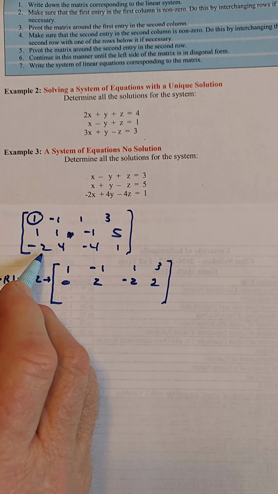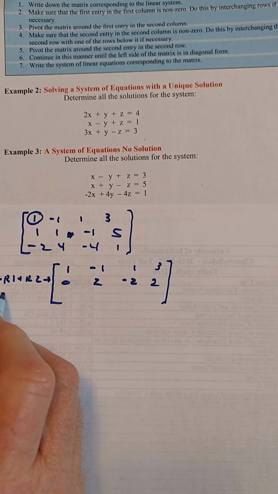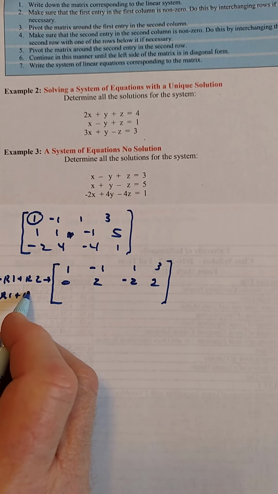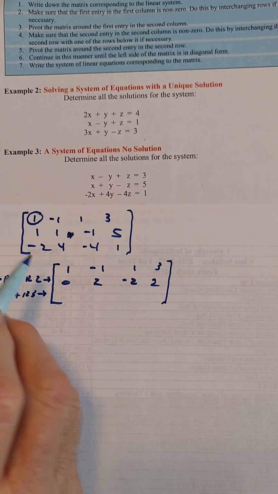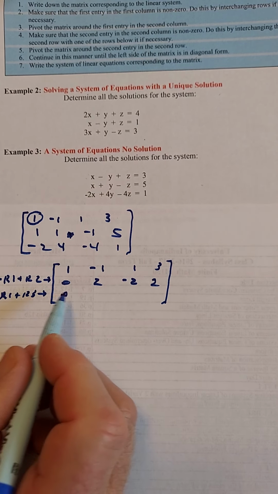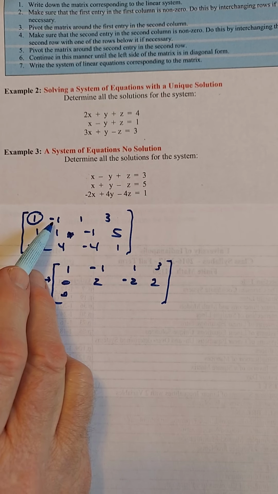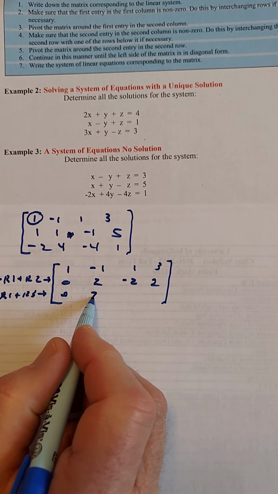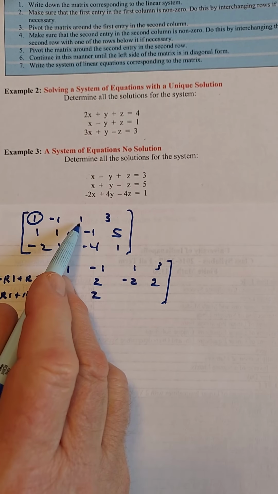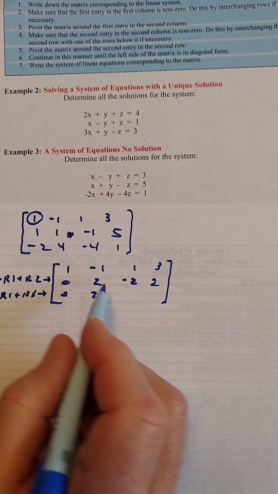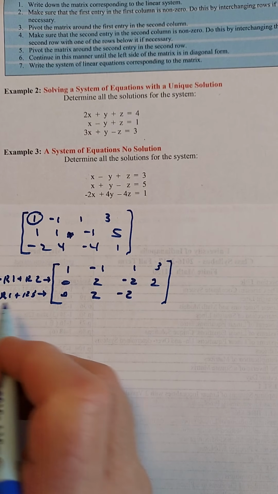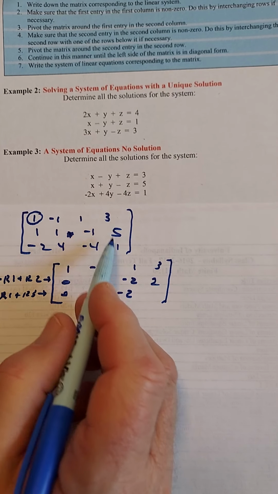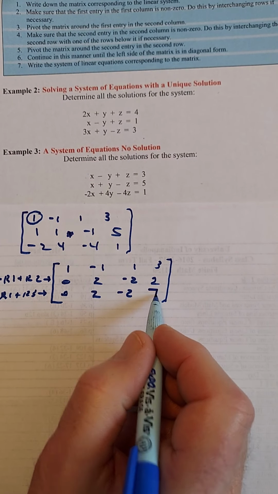Going to the bottom to get a 0, I'm going to take 2 times row 1, add it to row 3. So 2 and negative 2 is 0. 2 times negative 1 is negative 2. Negative 2 and 4 is 2. 2 times 1 is 2. 2 and negative 4 is negative 2. And 2 times 3 is 6. 6 plus 1 is 7.